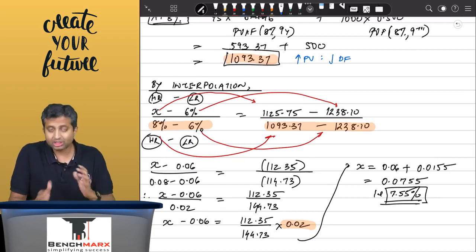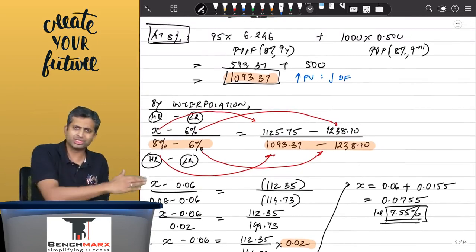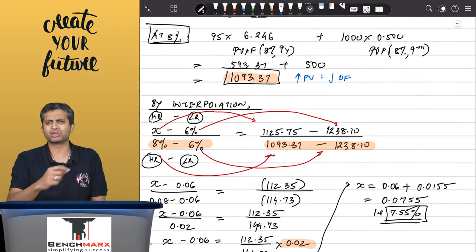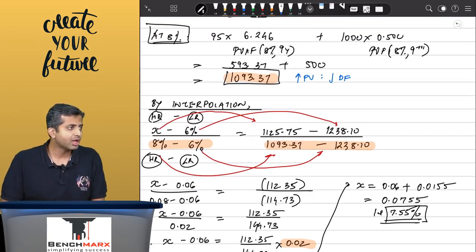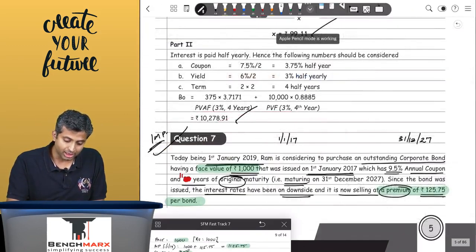And hence, as you can see, the rate from 8, you will go towards either 7 or 6 as the case may be. Maybe you can take a difference of 1 or 2%, that is fine. But that is an important relationship.